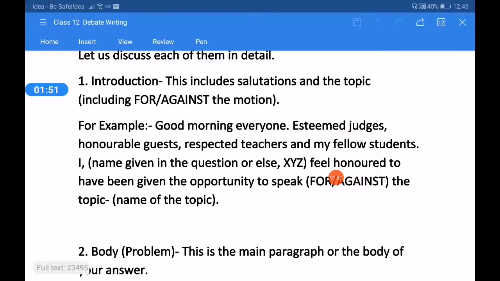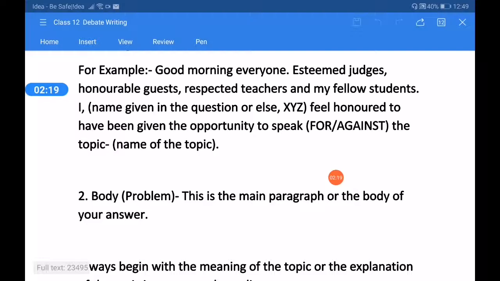First of all, introduction. This includes salutations and the topic, including for or against the motion. For example, good morning everyone, esteemed judges, honorable guests, respected teachers, and my fellow students. I then write the name given in the question, or else XYZ, feel honored to have been given the opportunity to speak for or against the topic, the name of the topic.